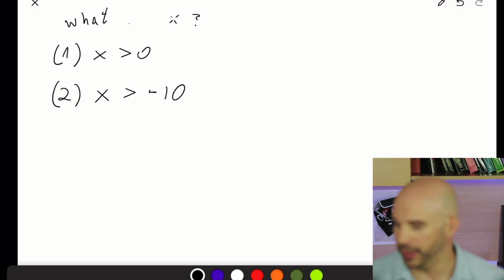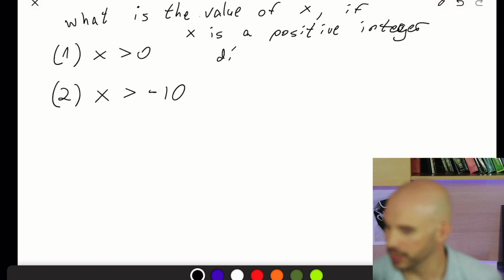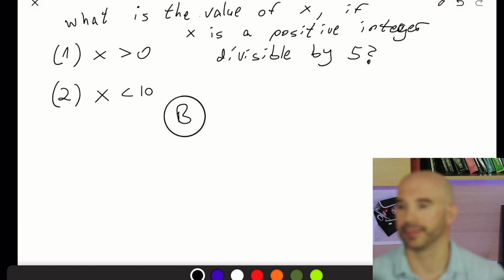I don't know what the value of x is. But if I change it a bit and say, what is the value of x if x is a positive integer divisible by 5? And I'm going to change the second statement a little bit and say x is less than 10. Statement 2 is sufficient on its own. But statement 1 gives us an infinite number of possibilities.